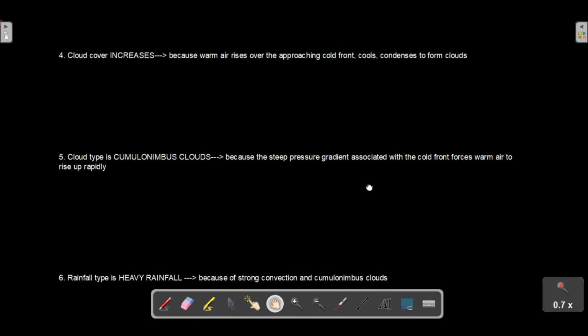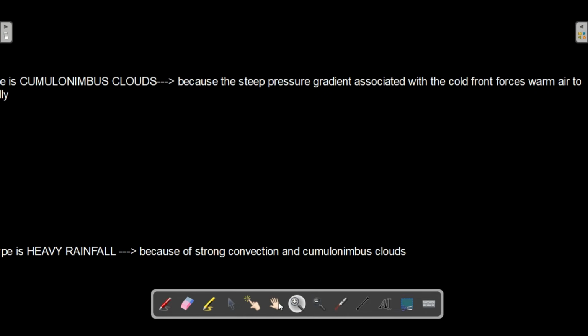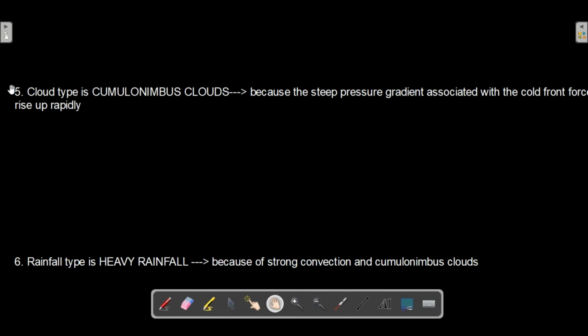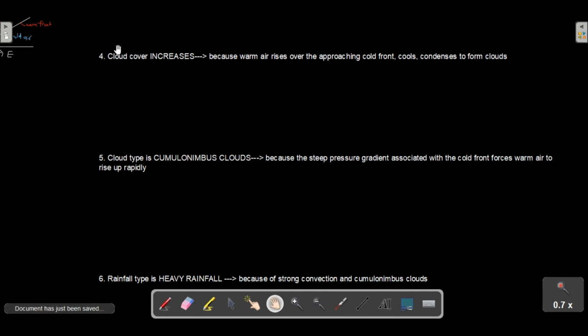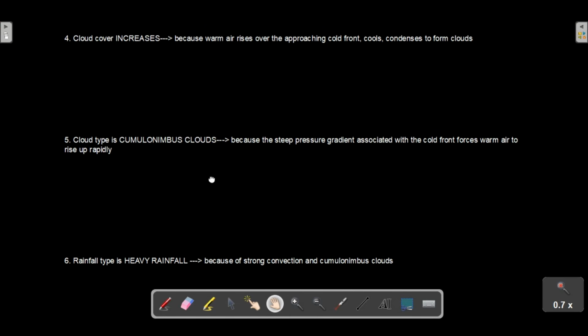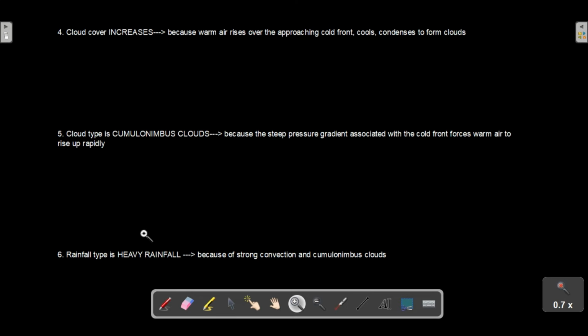Reasoning, guys, reasoning, very important in geography. And then the type of cloud. So cloud cover and the type of clouds, guys, is not the same. You have to put these as different points. So the cloud type now is what? It is cumulonimbus clouds. Maybe there were clouds, but cloud cover increased. Now you have cumulonimbus clouds.